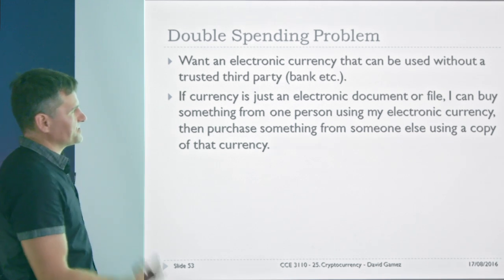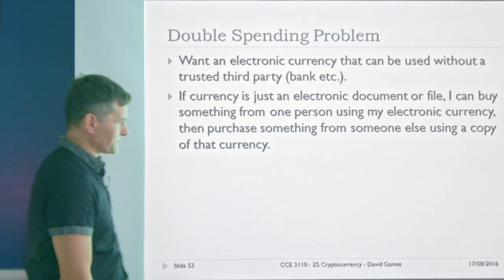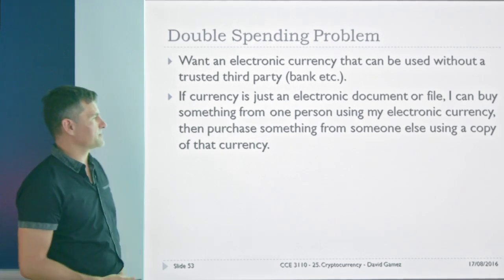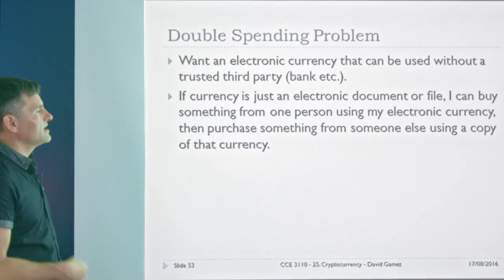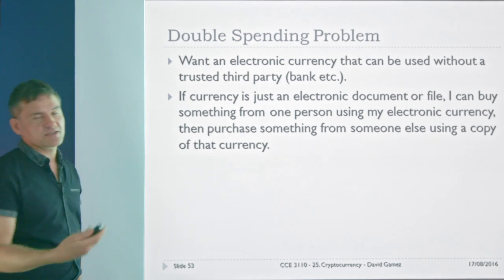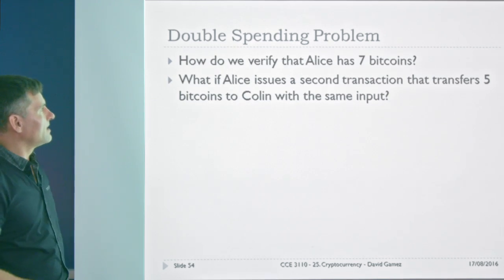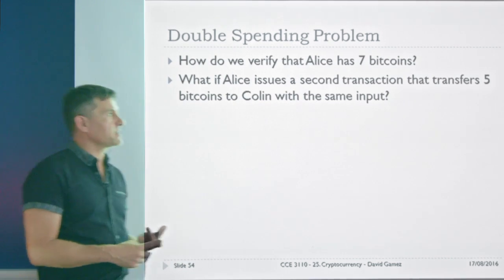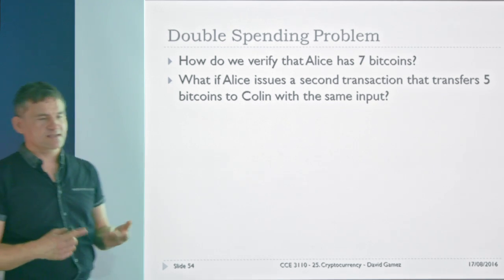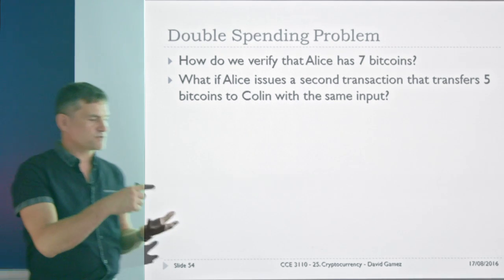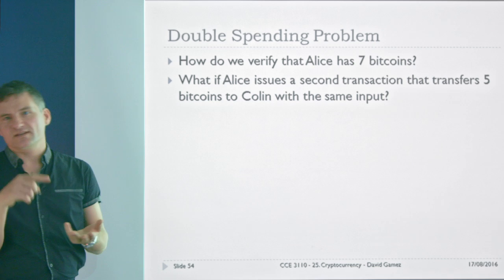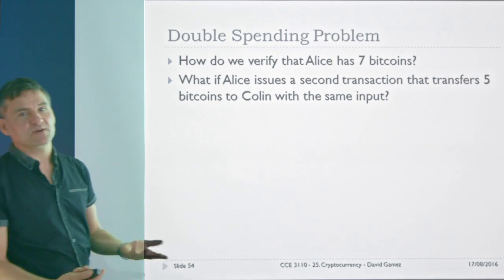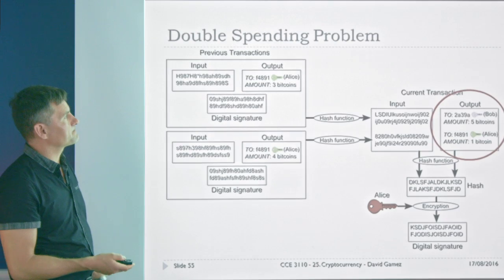But in this case, currency is just an electronic document or file, right? It seems that I can buy something from one person using my electronic currency, and then buy something from someone else using a copy of that currency. So how do we check, firstly, that Alice has 7 Bitcoins to begin with? And what if Alice issues 2 transactions, one transferring 5 Bitcoins to Bob, and another transferring 5 Bitcoins to Colin with the same input? She spends the same money twice. That's what's meant by the double spending problem.